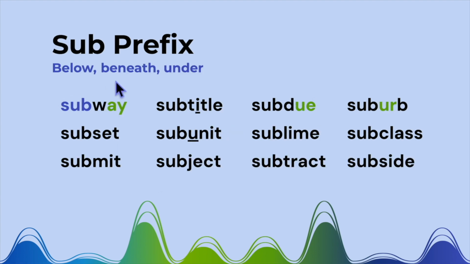Sub means below, beneath, or under, just like the word submarine. Subway. AY says A. So a subway is a way of travel that is underground. This I is going to have its long I sound. Subtitle. The subtitles are the words on the screen below the characters. UE has a long U sound. Subdue. Suburb. UR says er. Subset. Subunit. Sublime. Subclass. Submit, subject, subtract, subside.